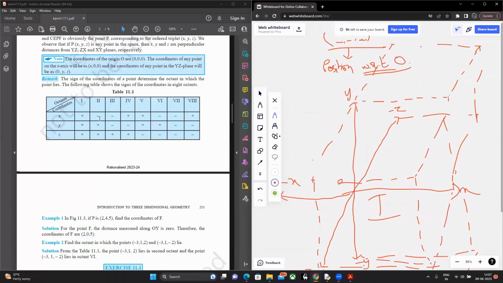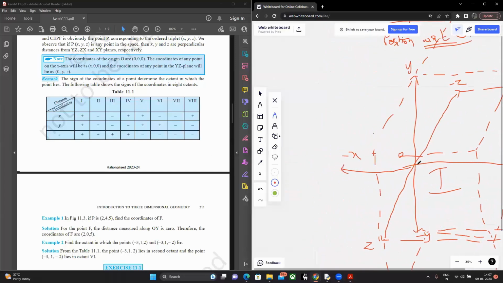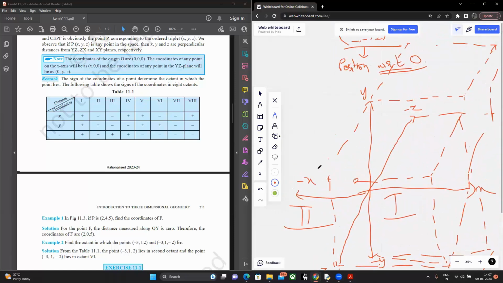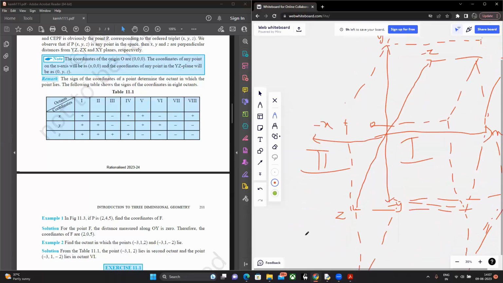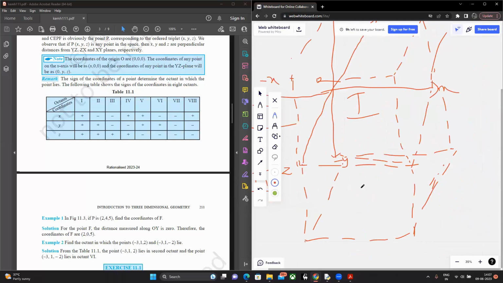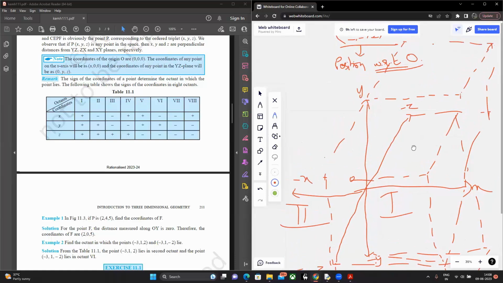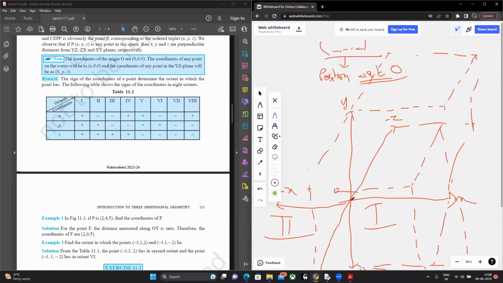The cuboid that is going to deal with minus X, but plus Y and plus Z, that is going to be over here. This is going to be your second octant. The cuboid that is going to deal with minus X, minus Y, but plus Z, that is going to be the third octant. And the fourth octant is going to be plus X, but minus Y and plus Z. Similarly over here, the cuboid that deals with plus X, plus Y and minus Z is going to be your fifth octant.